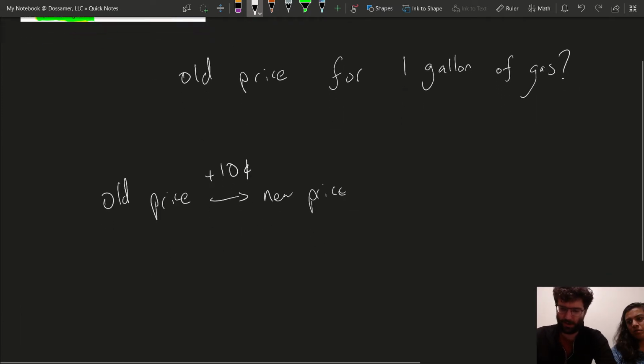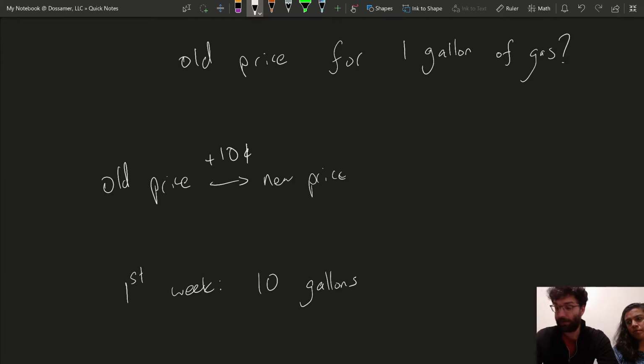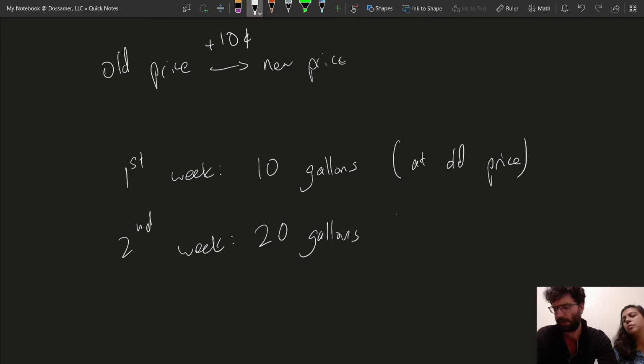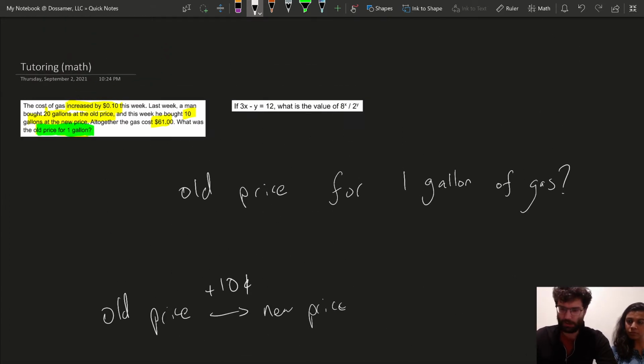And then we also wrote down that in the first week, we bought 10 gallons at the old price. And then on the second week, we bought 20 gallons at the new price. And we had a total cost of $61.